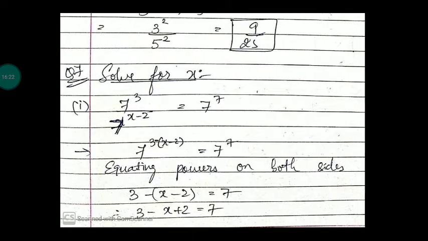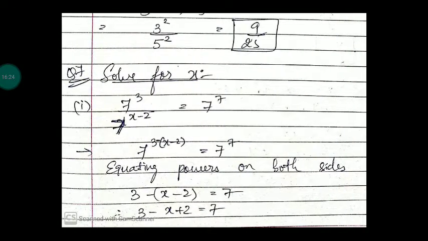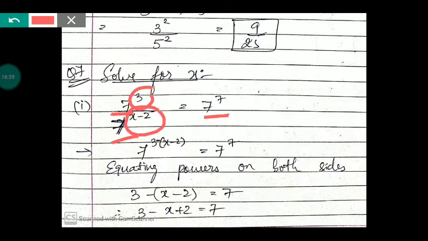Now we solve for the x. 7 raised to 3 upon 7 raised to x minus 2 is equal to 7 raised to 7. Here you can find all the three bases as same. So we can equate the powers. So 3 minus x minus 2 and this remains same.